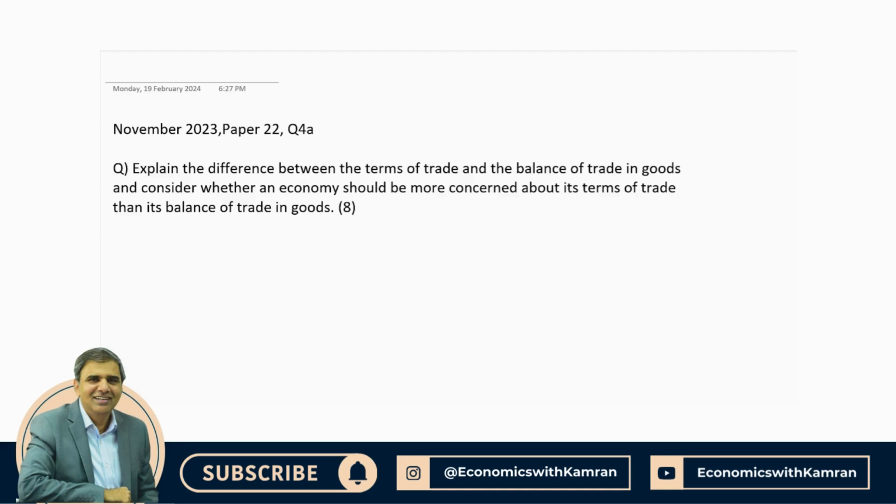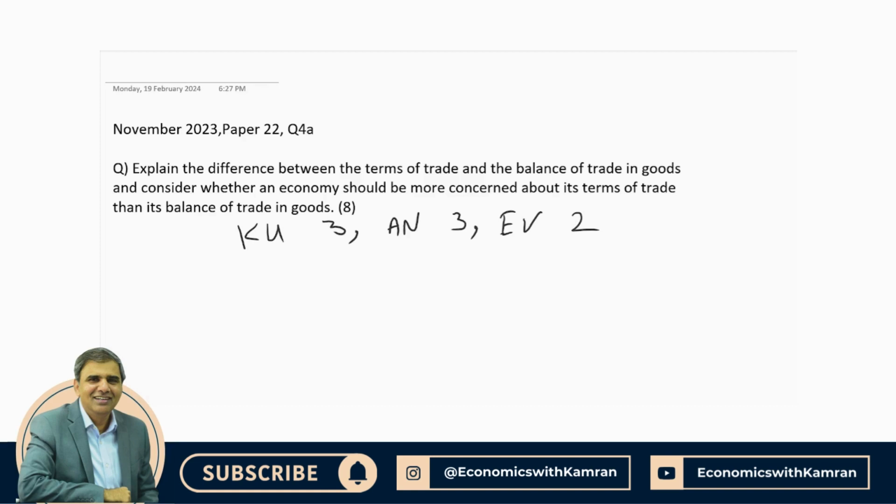Let me read out the question for you. Explain the difference between the terms of trade and the balance of trade in goods and consider whether an economy should be more concerned about its terms of trade than its balance of trade in goods. As you are aware, there are 3 marks for assessment objective 1, that is knowledge and understanding, 3 marks for assessment objective 2, analysis, and 2 marks for assessment objective 3, that is evaluation. So that is how these 8 marks are distributed.